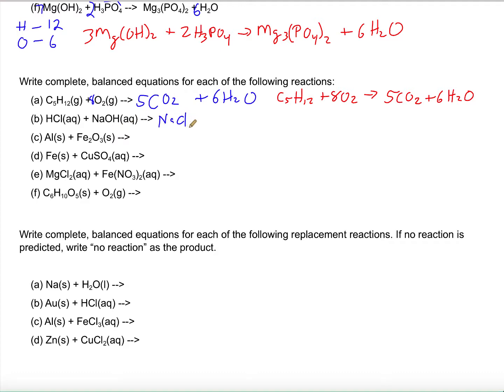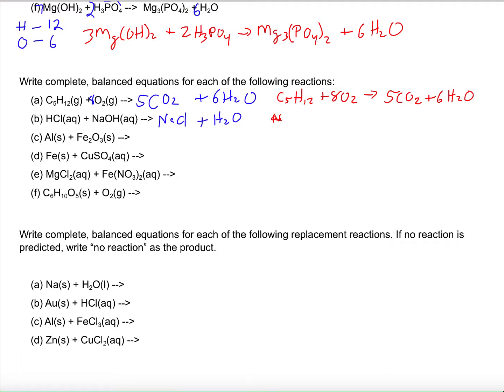Now looking at our next one, if we combine hydrochloric acid and sodium hydroxide here, we will get sodium chloride and water. So if we combine an acid and a base, we get a salt, in this case sodium chloride plus water. Now what do we need to do to balance? Well, we have 1 chlorine, 1 chlorine. We have 1 sodium and 1 sodium. That's great. We have 2 hydrogens and 1 oxygen. And guess what? That equation is balanced as is. There is nothing else we need to do.